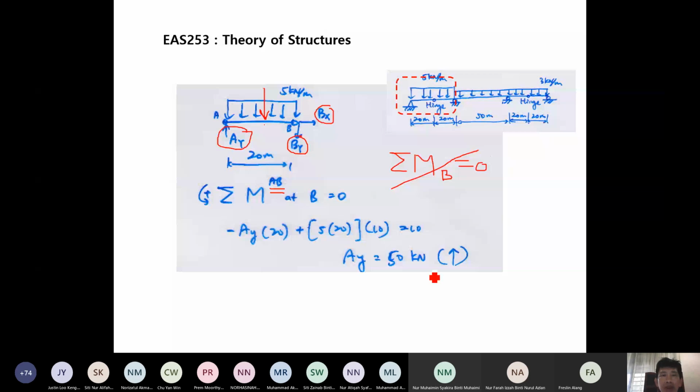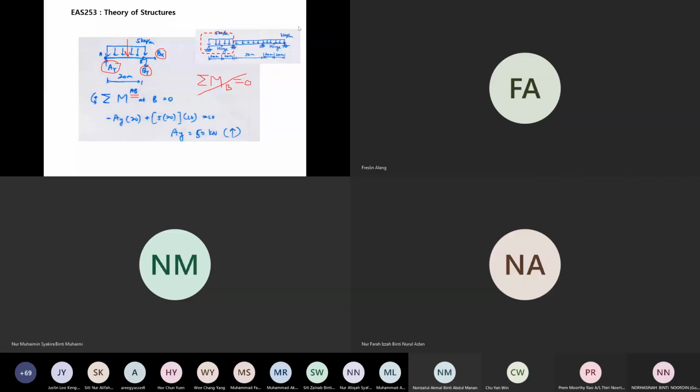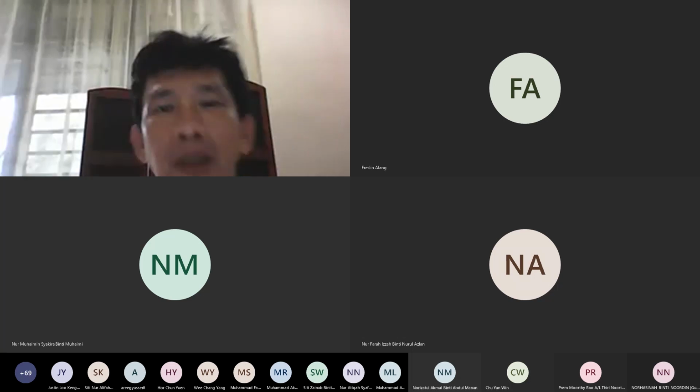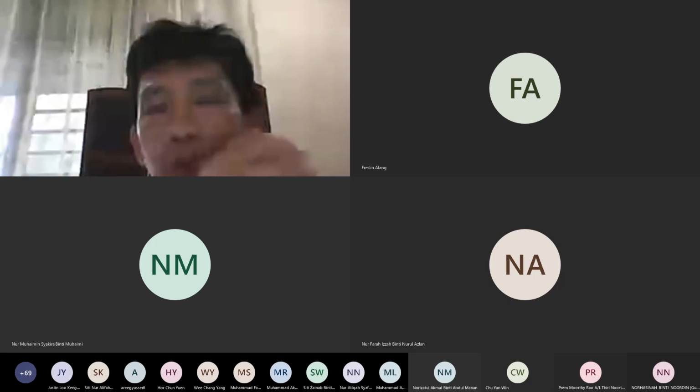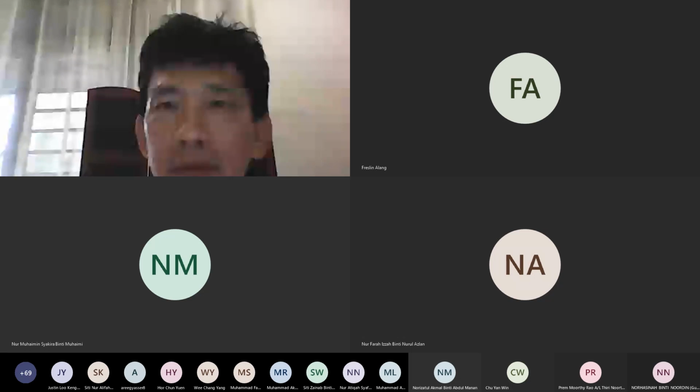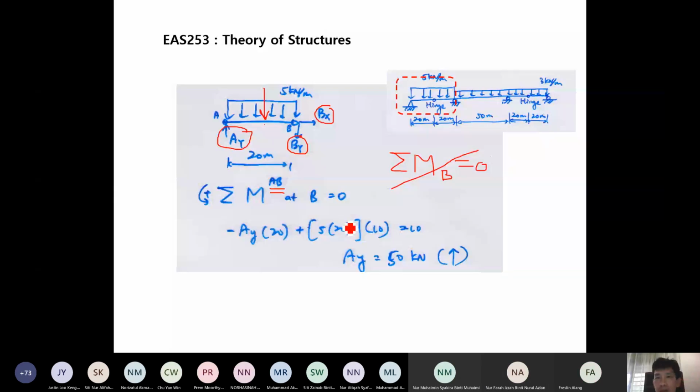So this is one particular step where we are dealing with problems with hinges. Now, let's proceed. We already solved for one, AY, so there are 3 more. So now, look at the other side. Look at this side here, the last span, the third span. We do the same thing.